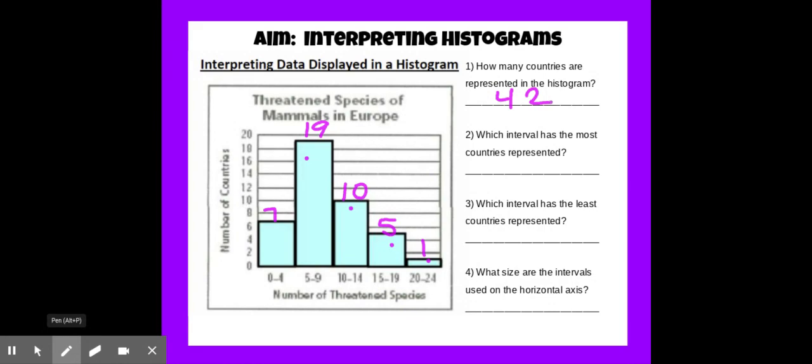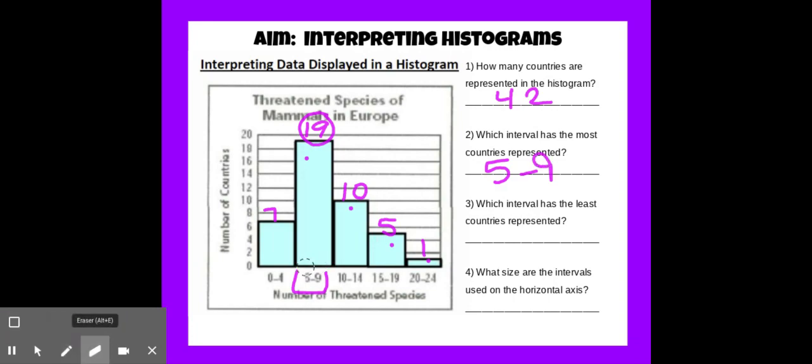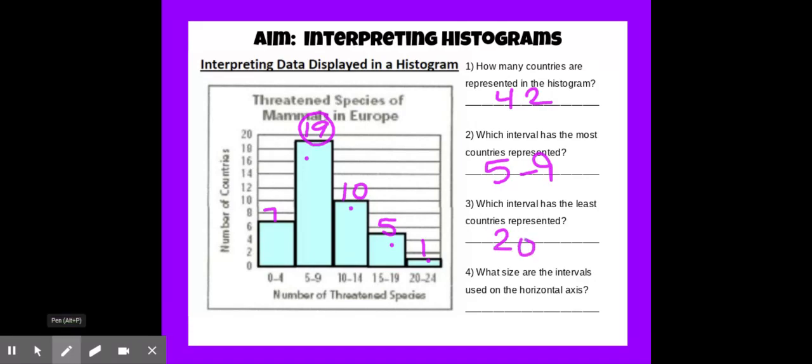Now, which interval has the most amount of countries? We know 19 is the biggest number of countries, so the interval that represents that would be 5 to 9. Anytime they say interval, you actually have to put that notation down. All right, which interval has the least amount of countries? So you look for the one with the lowest number, which is over here at 1. So that would be 20 to 24.